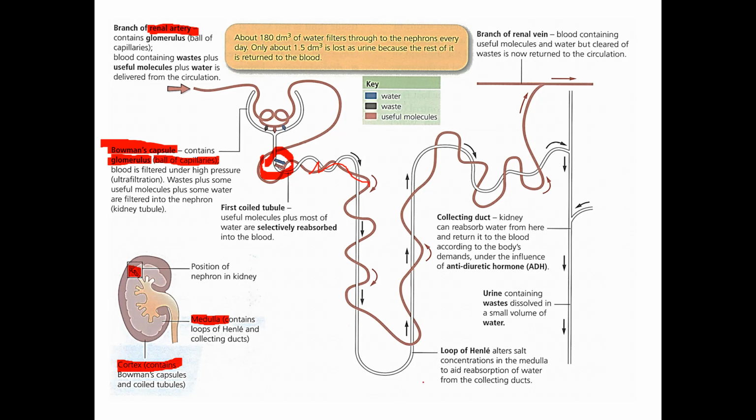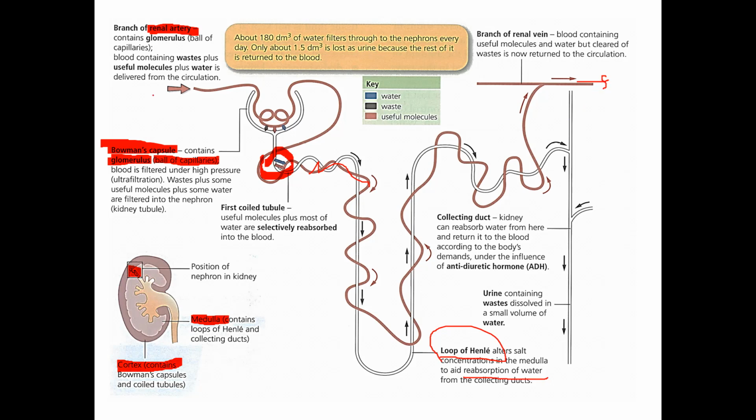Then it goes through the loop of Henle. This part of the nephron we call the loop of Henle. What is the function of the loop of Henle? It is the reabsorption of water. Then at the end, the urine will be released here through the ureter, and here the branch of the renal vein, blood containing useful molecules and water, will be sent back to the blood circulation.